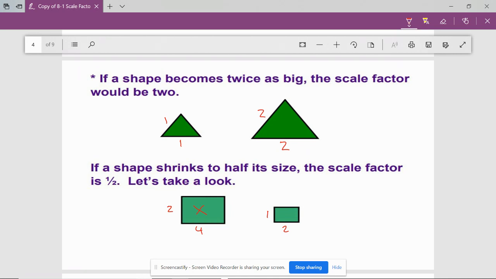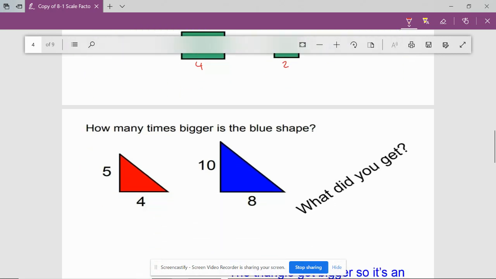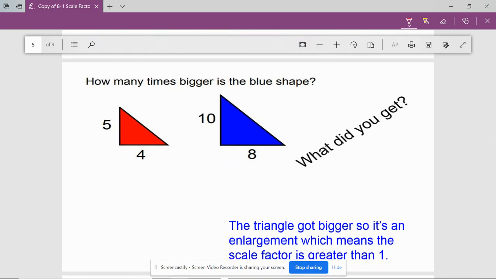We can go twice as big, and the scale factor would be 2. If we go half as small, our scale factor is half. So hopefully that makes sense. Let's see that in practice on our next slide.